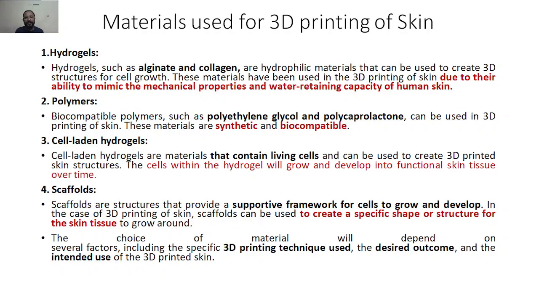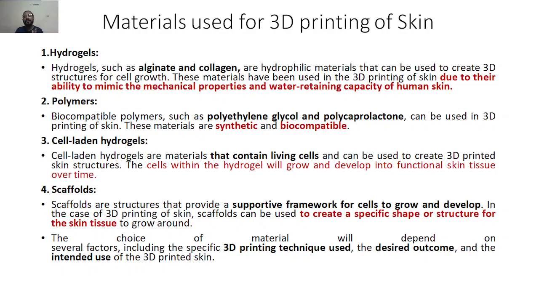Next, scaffolds. Scaffolds are, again, a supportive network for the cells to grow and develop. As discussed in the previous topic, same thing. Here it will help to create a specific structure for the skin tissues to grow around. That means whatever structure we need, we can have by using a scaffold. So the scaffold will give an environment to have whatever structure we need.